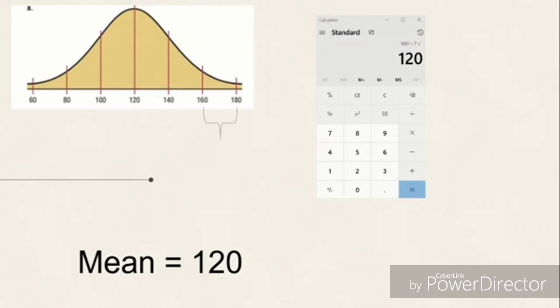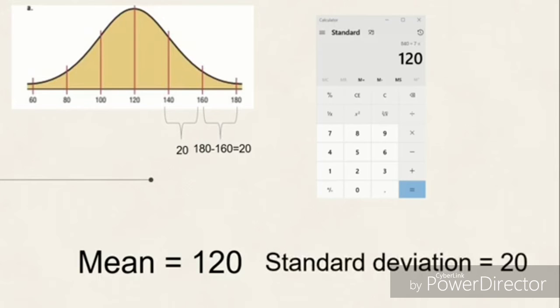Now, let's solve for the standard deviation. If we are going from right to left, let's just subtract. So 180 minus 160 is equal to 20. Another one, 160 minus 140 is also equal to 20, and so on and so forth. Therefore, our standard deviation is 20.